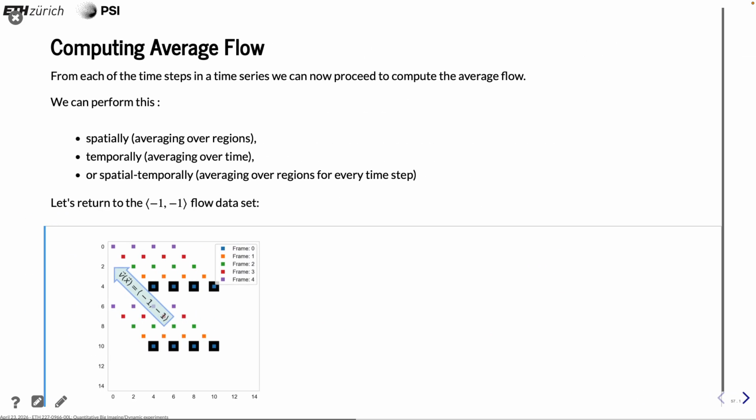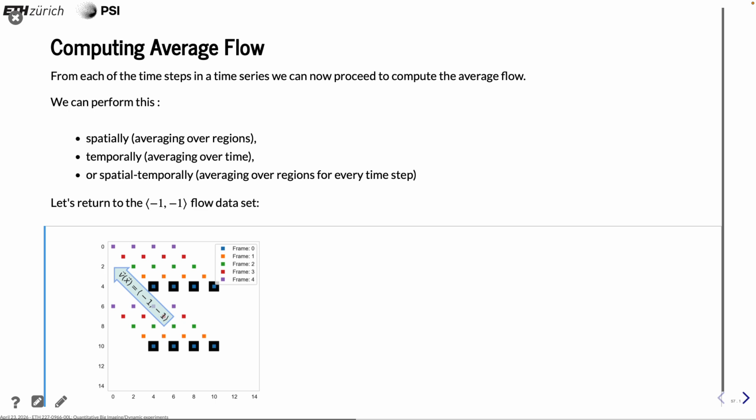And then we can also, once we have done the tracking, on these vector fields start doing some averaging to get higher level information. Here you can do different types of averaging. You can do it spatially, so you do it only in the frame. You can do it temporally, so you do an averaging along the time, or you can do both.